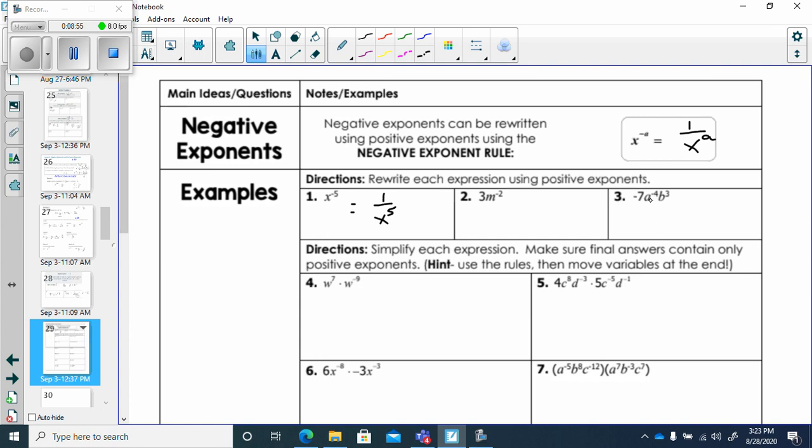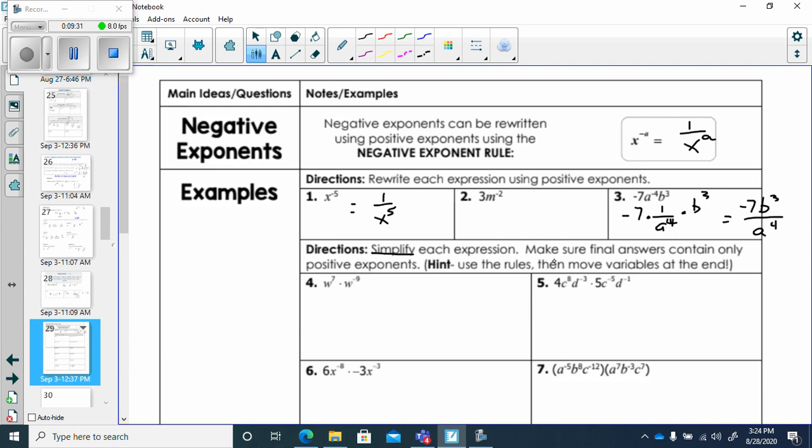Let's look at this one. Negative 7 is a coefficient. You don't mess with it. This is a to the negative fourth power, so that is 1 over a to the fourth power. I'm multiplying here, times b to the third power. Negative 7 times b to the third power is negative 7 b to the third power. And what do we have in the denominator? A to the fourth power. So our answer is negative 7 b to the third power divided by a to the fourth power.